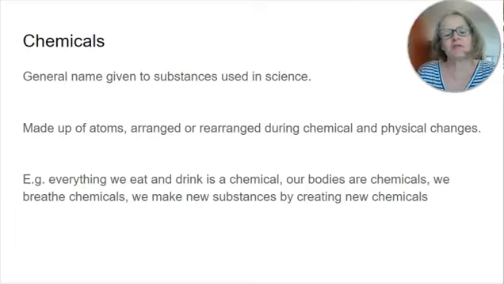So chemicals is the general name given to substances that we use in science. And really we're talking about things that are made up of atoms that are arranged in particular ways or rearranged during chemical and physical changes. And for those of you that are thinking, you'll realize that we're talking about everything. So everything we eat, everything we drink, what our bodies are made of, what we breathe, every time we make a new substance, so plastics, everything you're looking at is made up of atoms and can be described in some way as a chemical.